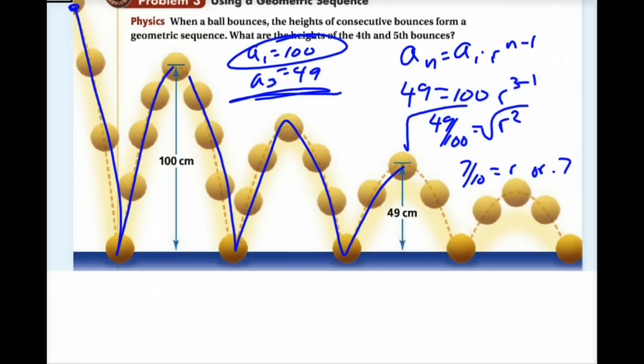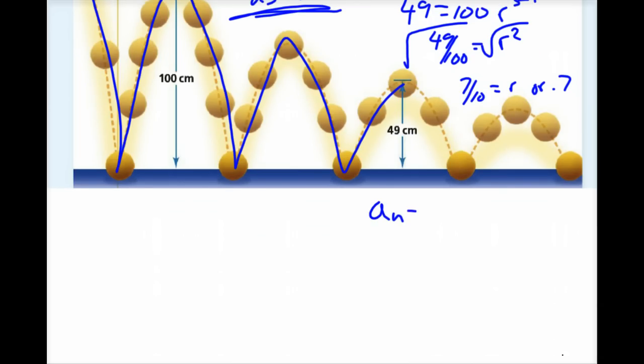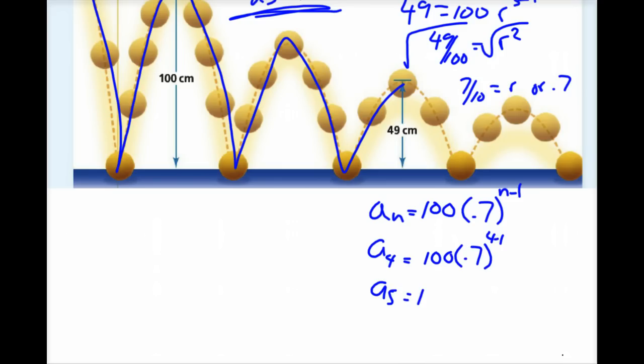So now I've got my R, I've got my A1, I know the equation. Equation would be A sub n equals A1, which is 100, times 0.7 to the n minus 1. We're supposed to find A4 and A5. So do 100 times 0.7 to the 4 minus 1, and 100 times 0.7 to the 5 minus 1. Just plug those in your calculator. Here you should get 34.3. And down here, you should get 24.01.